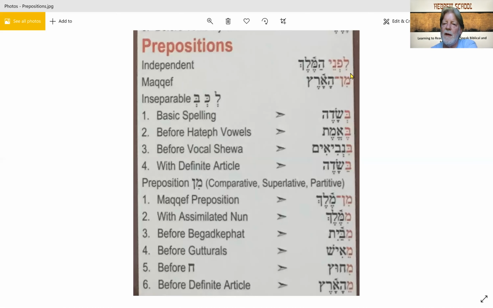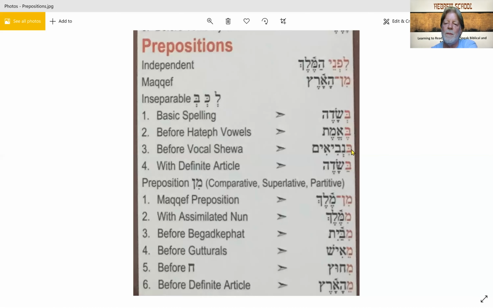So we've got lifane before, we've got min or me, which means from, ba means in, ka means like, and la means to or by. With a few exceptions, like I say, we'll keep our eyes open.